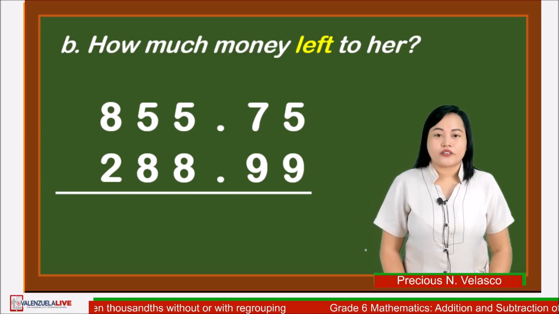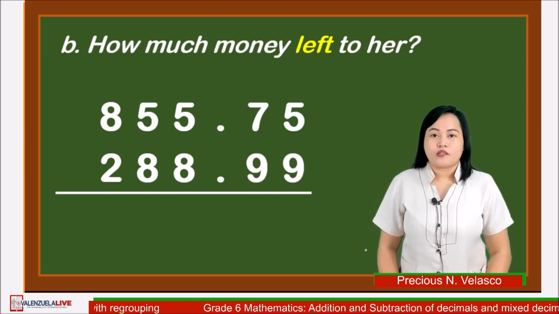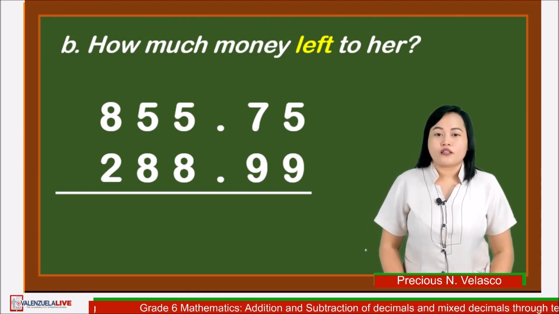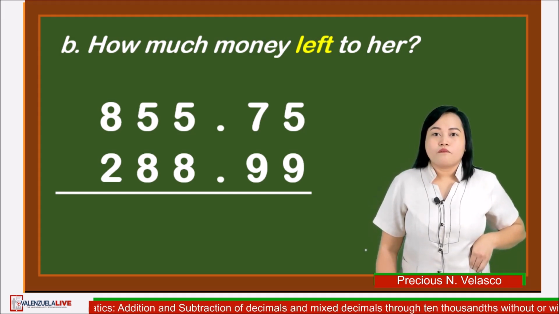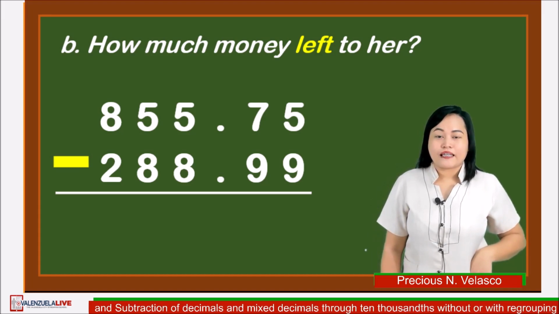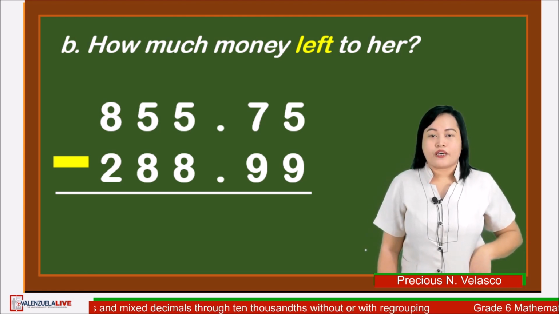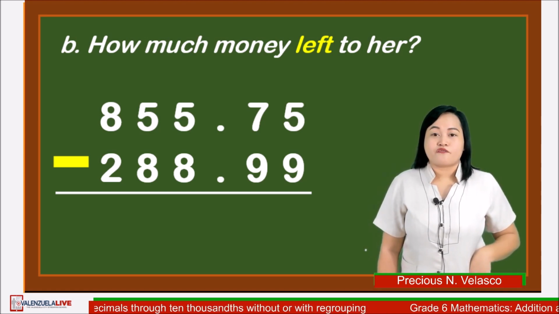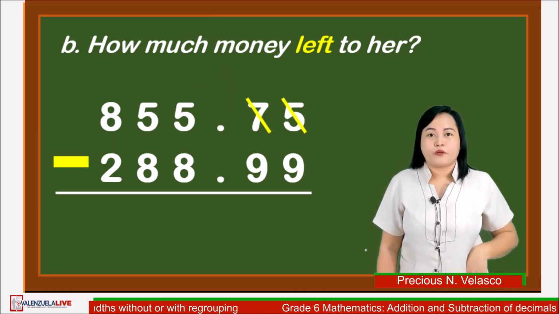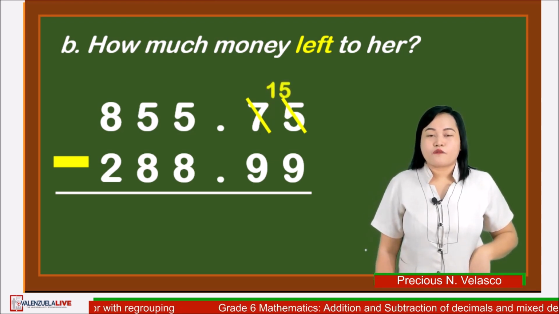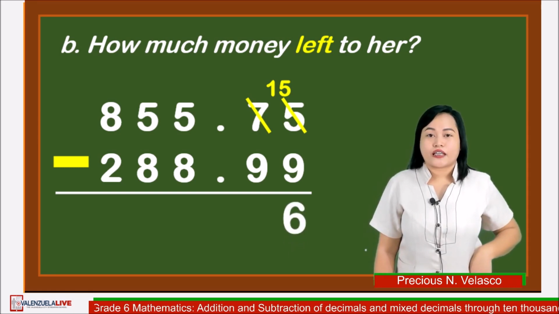We are going to answer now how much is left of her money. So we are going to subtract the total cost of the goods she bought from the total money. So we have 855 pesos and 75 centavos minus 288 pesos and 99 centavos. So we are going to start subtracting from 5 and 9. Since we cannot subtract 9 from 5, we are going to borrow, or regroup, from the number beside the 5, which is the 7. So 5 will become 15 and 15 minus 9 will give us 6.